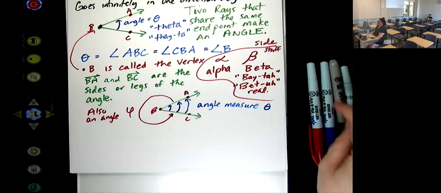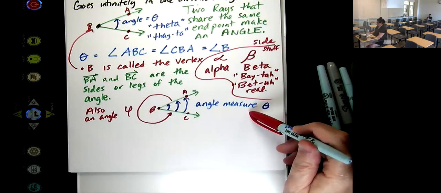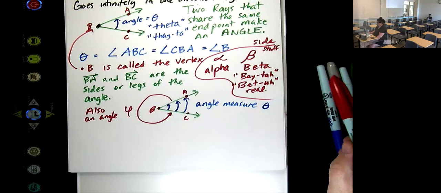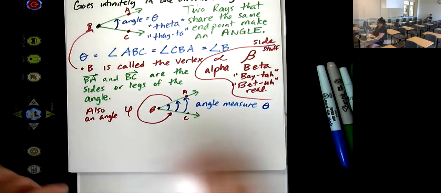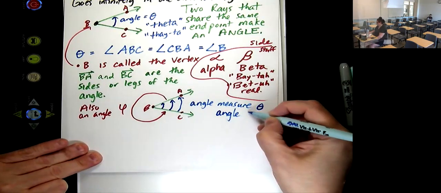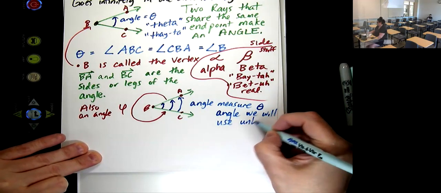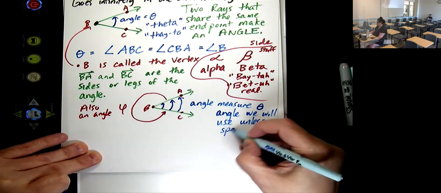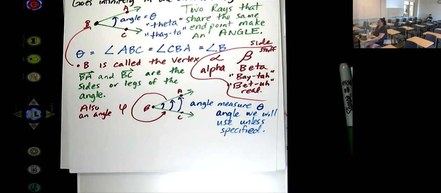Every single time, the angle that is meant is the inside one unless specified otherwise. This is the angle we will use unless specified otherwise. That book made a really good way of portraying that. I'm pleased with that.